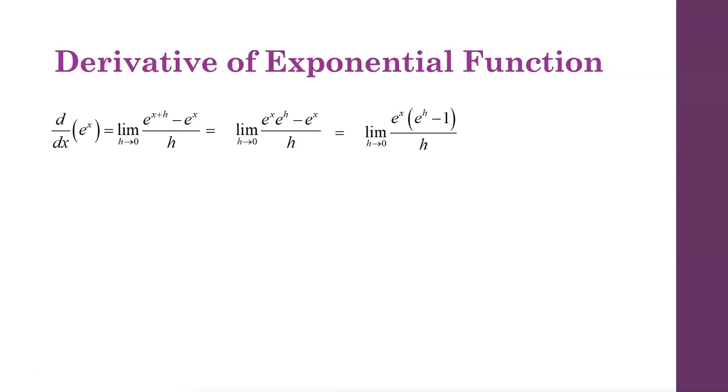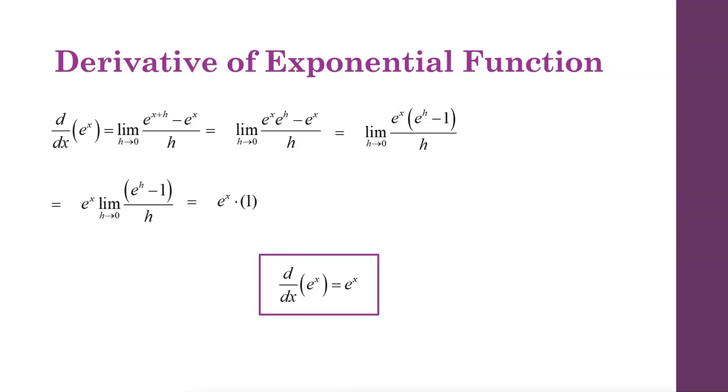Once again, e to the x has no h in it. It can be taken out of that limit and put in front. So I have e to the x multiplied by the limit as h goes to 0 of e to the h minus 1 over h. And this limit we just looked at to be equal to 1. So this is e to the x times 1, or e to the x. So the derivative of e to the x remains e to the x.